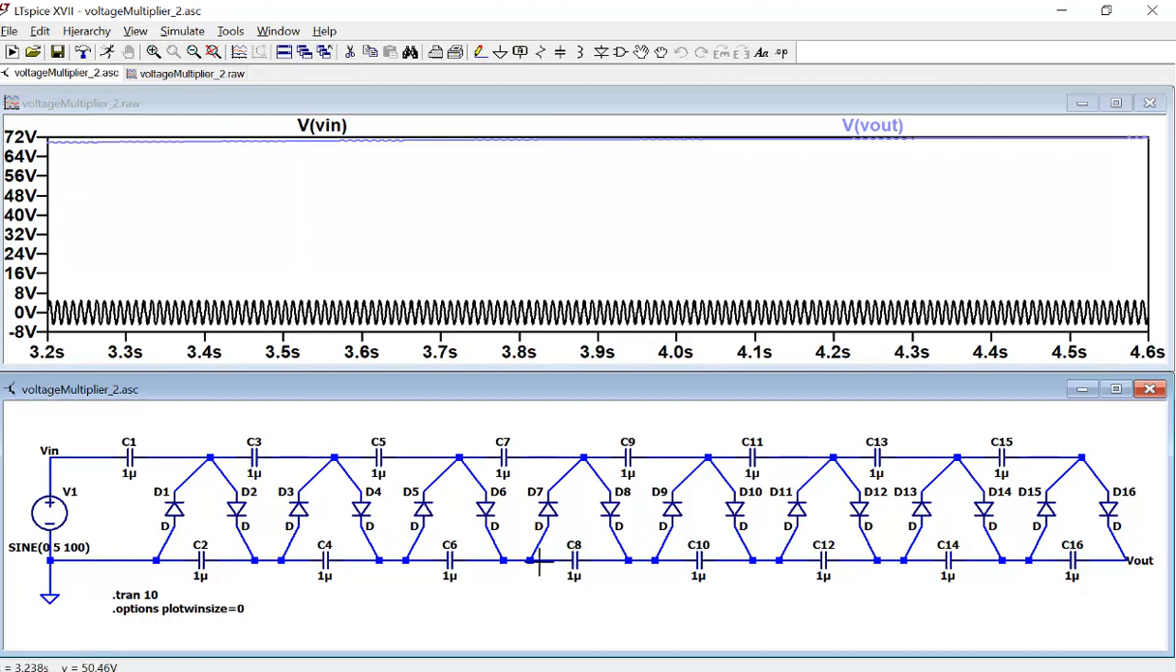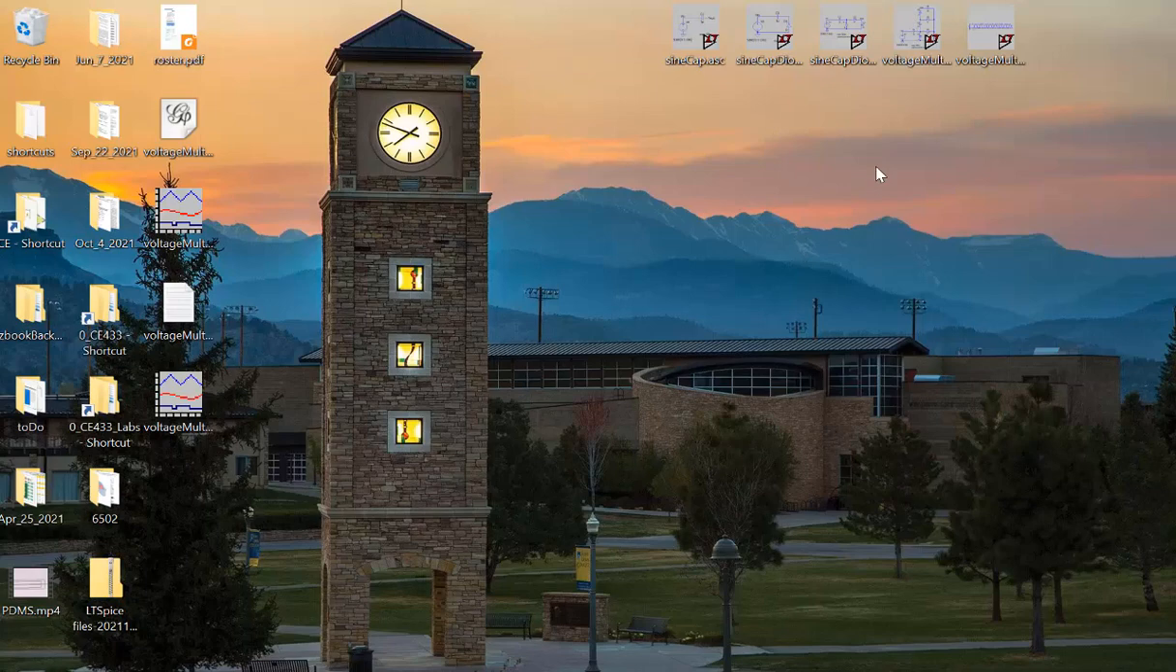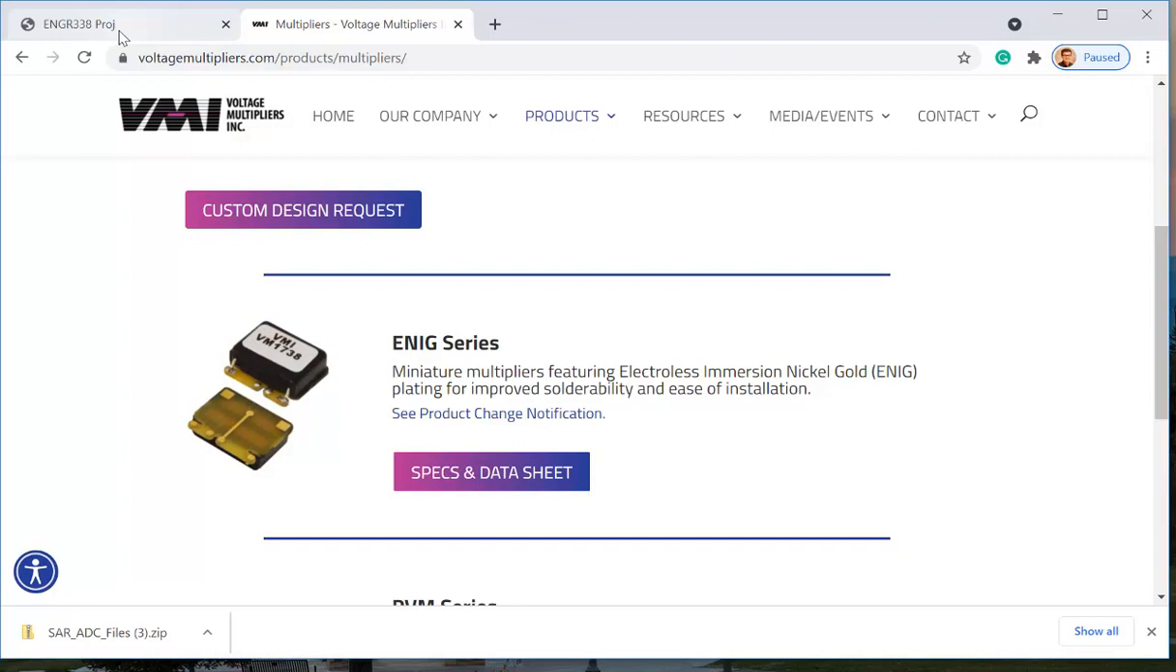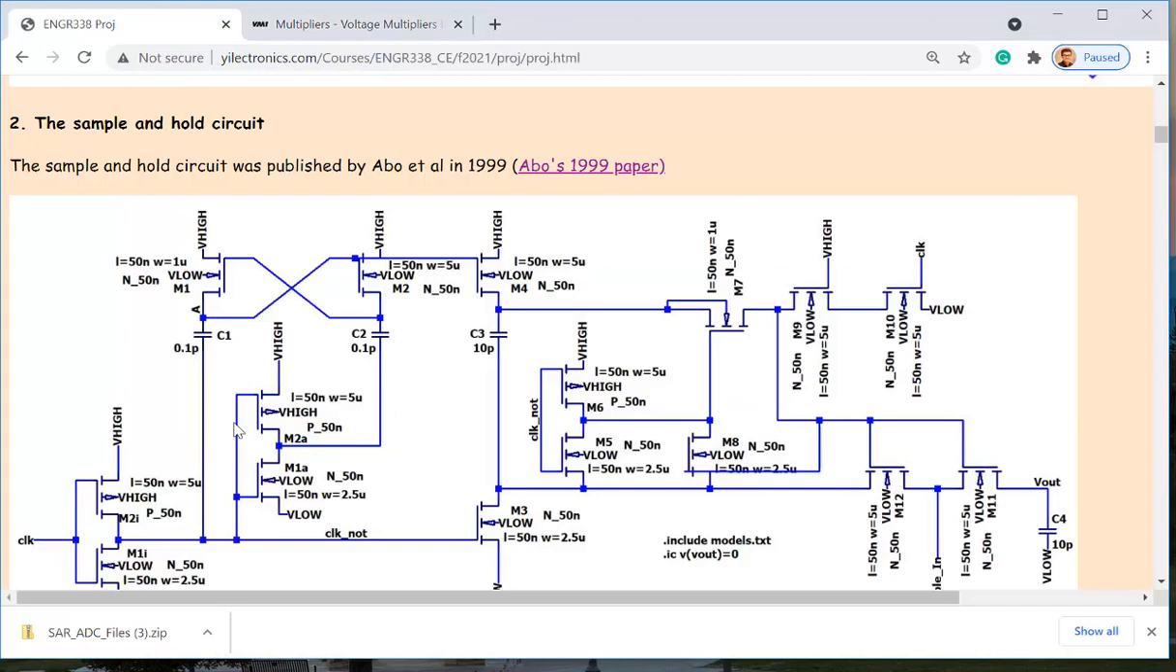70-something volts, right? Just keep adding more stages. Probably can get a few hundred volts. Okay, I just want to show you guys these things, because this part is a charge pump.